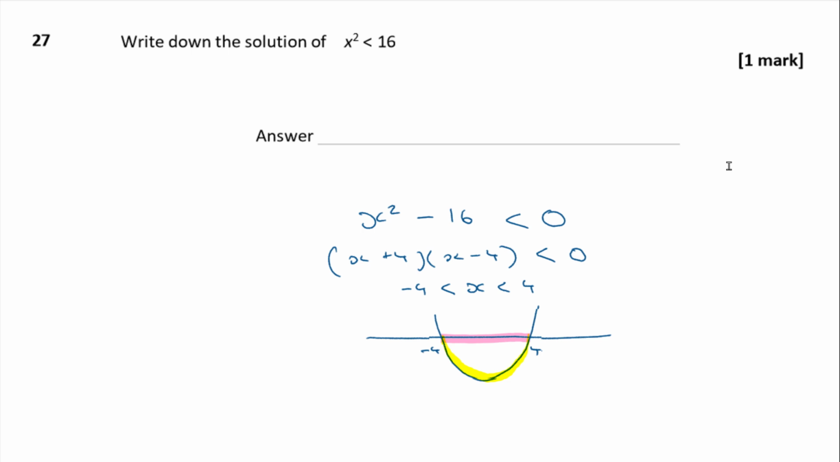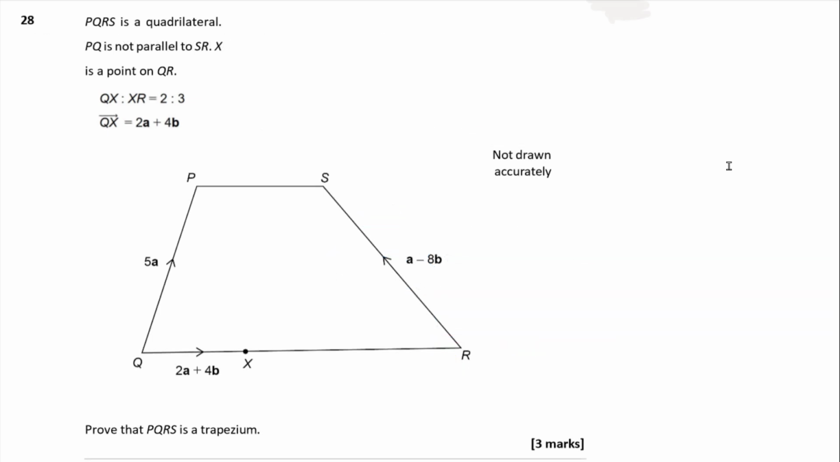I really recommend you draw a sketch for these. Don't just try and work it out, otherwise they can be quite tricksy. Much clearer if you just draw the inequality parabola out and look at that. So x lies between minus 4 and 4. Don't lose the solution.